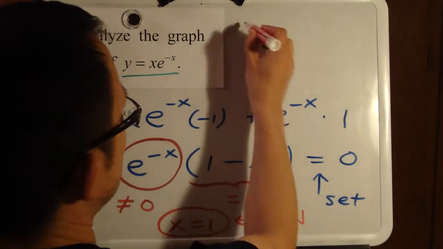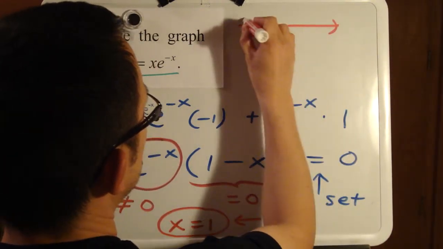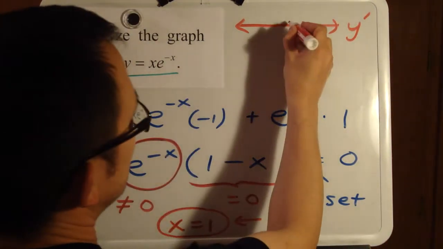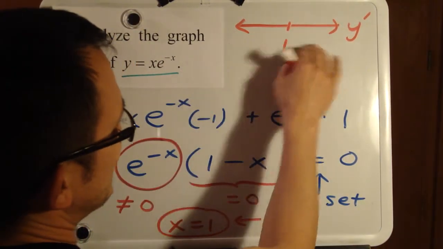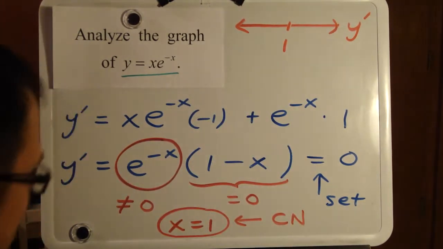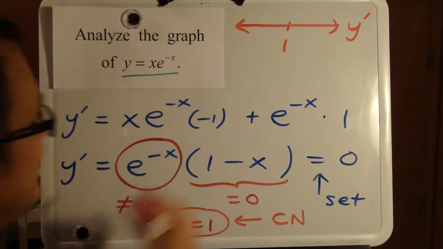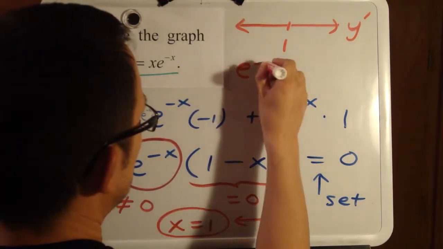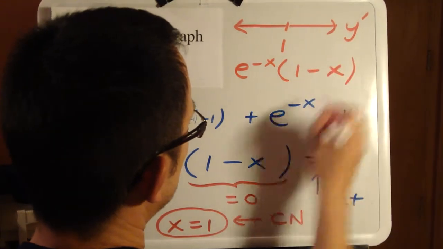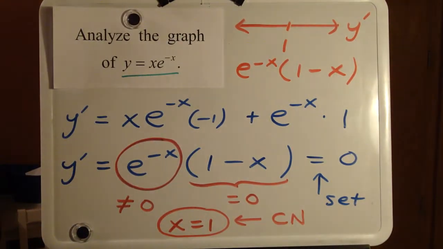So to finish this off, you can put your little number line here, and this is the sign of the derivative, and so 1 is our partition number, and then you can check on either side of the number 1. So remember, what you're checking here is the actual derivative itself. So I'll repeat y prime, e to the negative x, 1 minus x, and all you care about is checking on the sign.